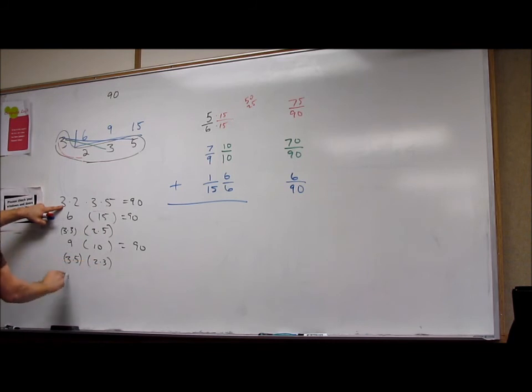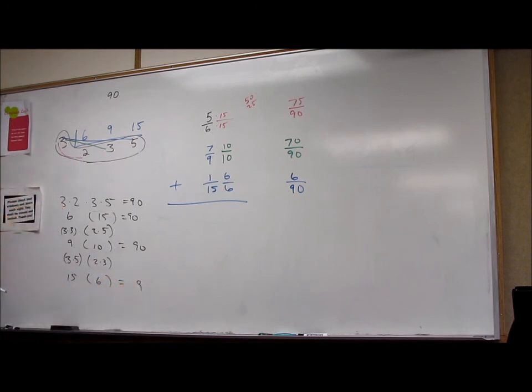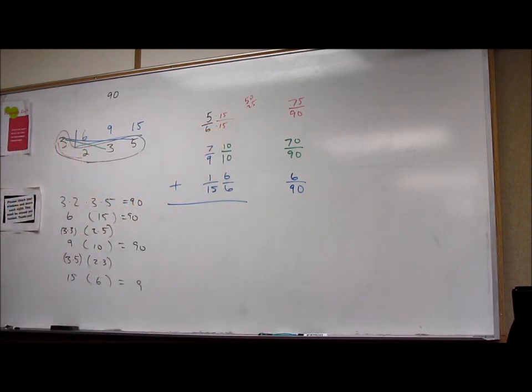So now I have 15 times 6 is 90. So again, 15 times 6, 9 times 10, and 6 times 15. A true, organized method to use every time. Works every time.